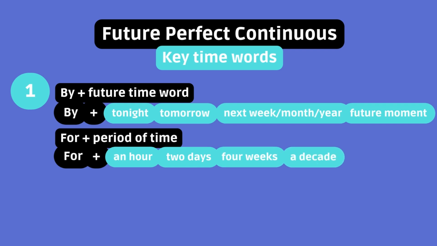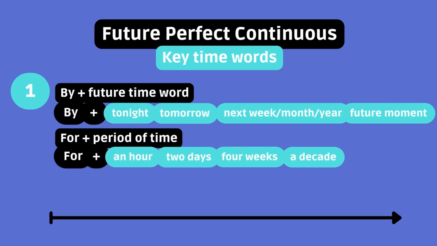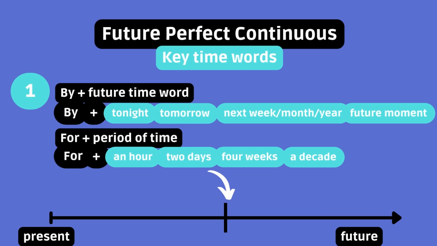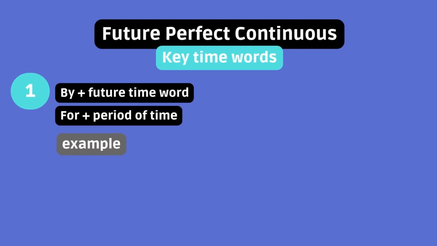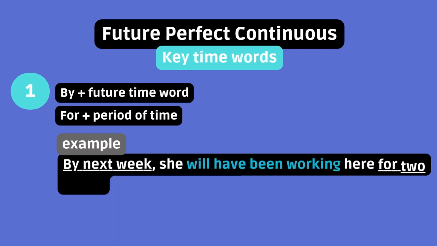By is the most common time word found with the future perfect continuous. Together with a future time word, it marks a point in time anchoring the ongoing action. Meanwhile, for, followed by a period of time, help us figure out how long the action has been taking place. Example: by next week, she will have been working here for 2 years. At a point in the future, next week, the working will have lasted 2 years and will most likely continue.